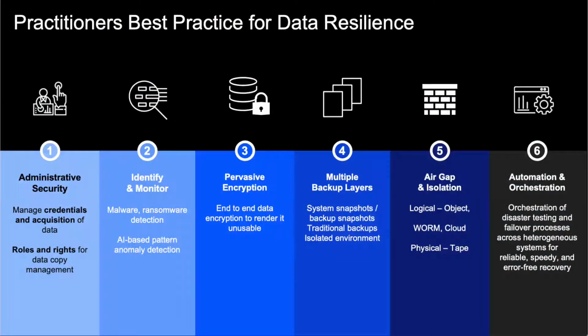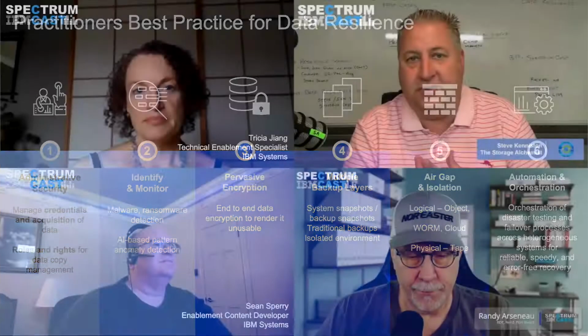So over the last few weeks, and we're going to continue this throughout the next few episodes, we're talking about the 6 key things in order to build a data resilience environment. So to recap, you've got the administrative security for your applications. You've got the ability to monitor your applications and your data. The third one, pervasive encryption, which is what we're going to cover today. You've got the multiple forms of protection, air gapping, and automation.